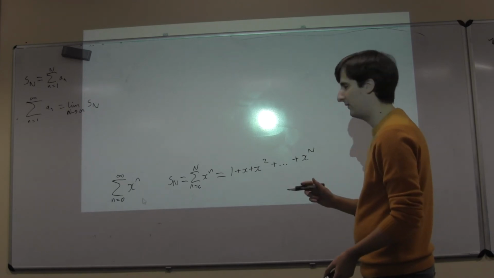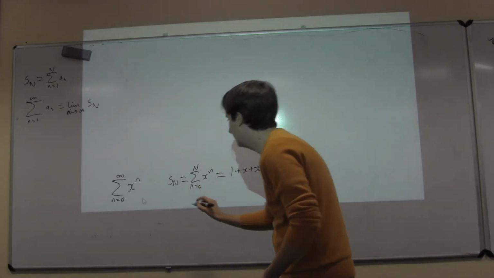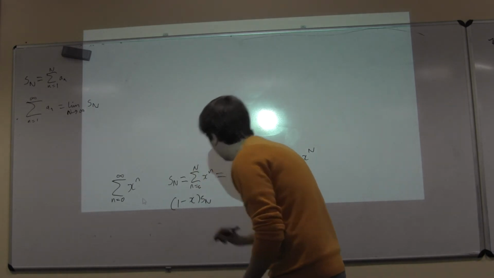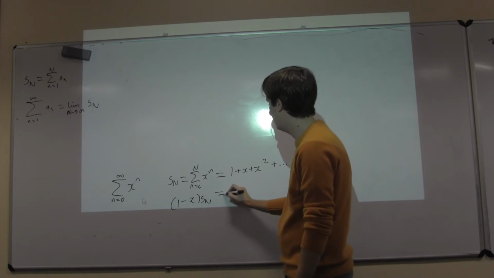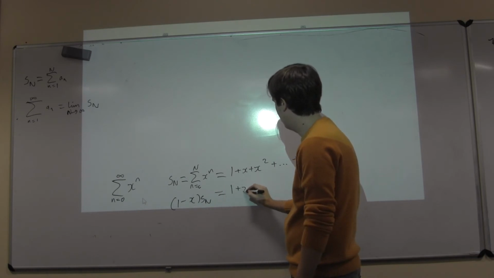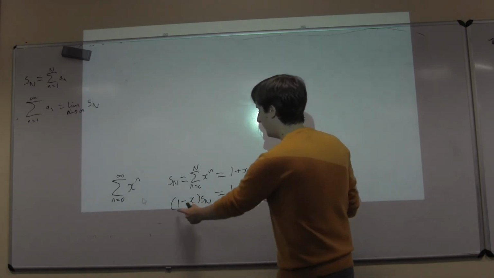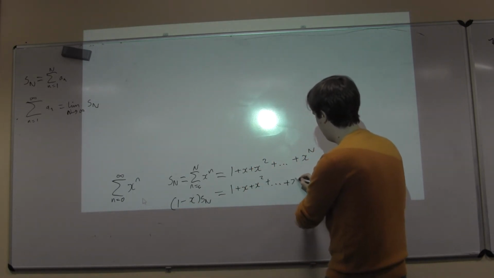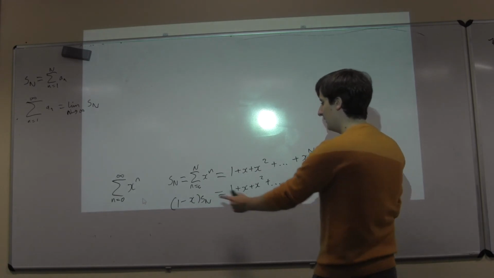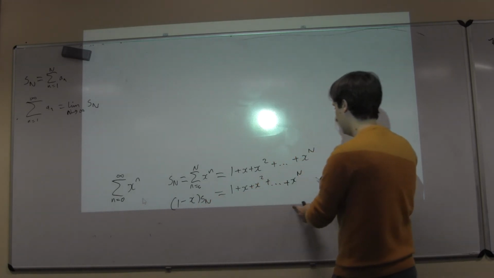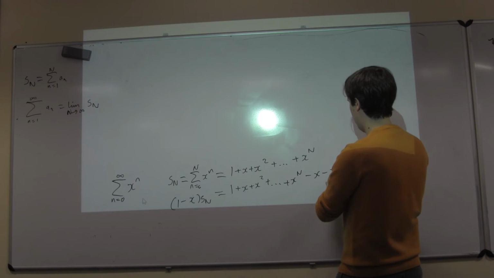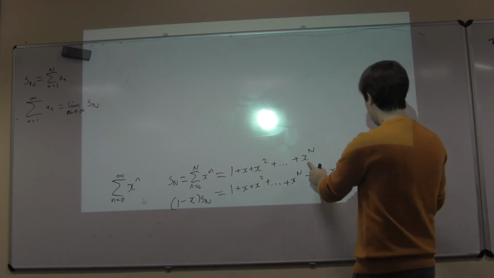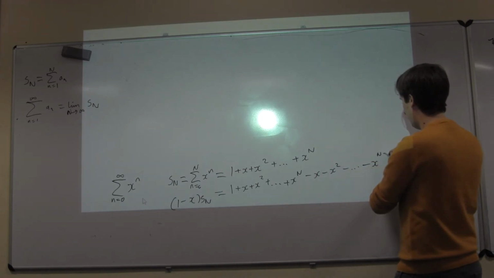So you've probably seen this 1,000 times. If you do 1 minus x times S sub n, then you get 1 plus x. So from doing the 1 times Sn, you get the same thing. And then you get minus x times Sn, so you get minus x squared, minus x cubed, etc. up to the last term, which is going to be minus x to the n plus 1.